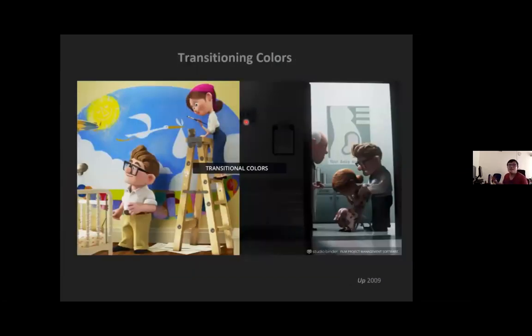2009, transitioning colors, okay, from happy moment to a sad moment. This is a classic example of using animation colors. Animation colors tend to have very vibrant and very nice colors because they can manipulate anyhow they want to. Animation is always the best example for color theories.